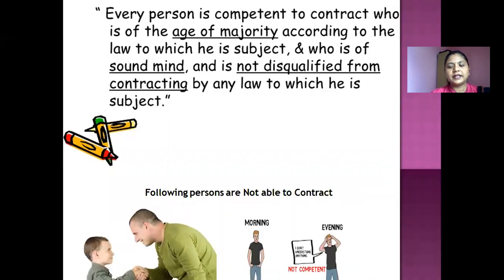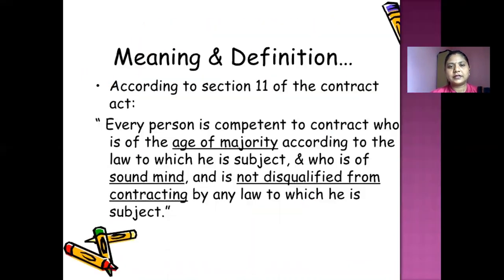Let's move to the previous slide again: every person is competent to contract who is of the age of majority. What do you mean by this? Age of majority means the person who, according to law, has completed 18 years of age and has the voting right. After attaining majority, he can be a part of the contract.